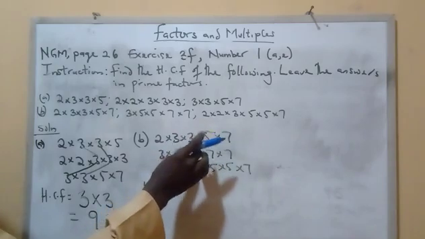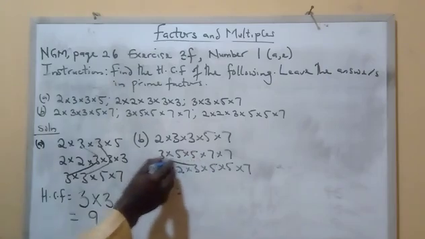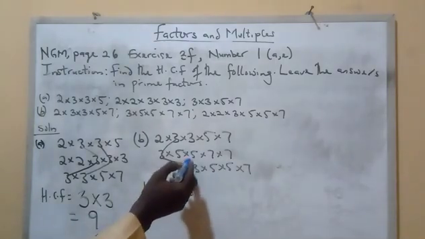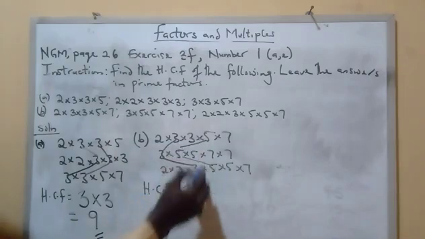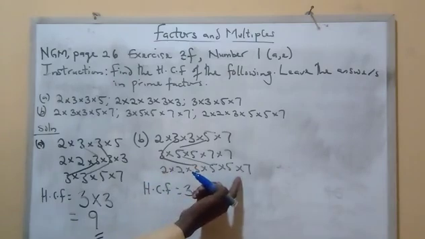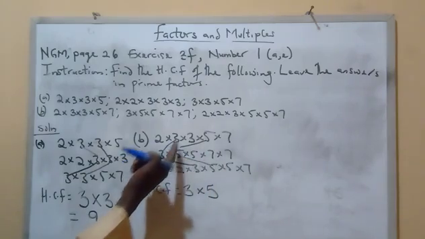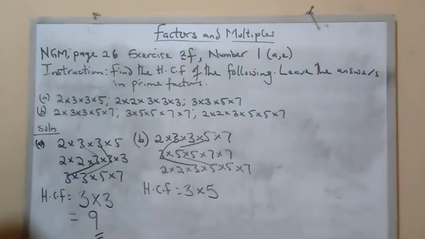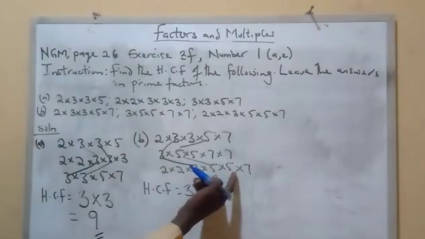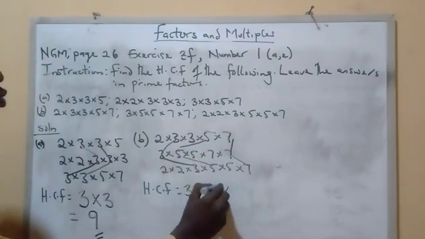So what do we do? Do we have 3 in all? Yes, 3 is here, 3 also existed here, so we write out the 3. Also 5 existed here, 5 existed there, we have 5. The next 3, no 3 existed here, so 3 is no longer a common factor there. So what do we have there? Here we have 7. We also have 7 there, so we pick the 7.